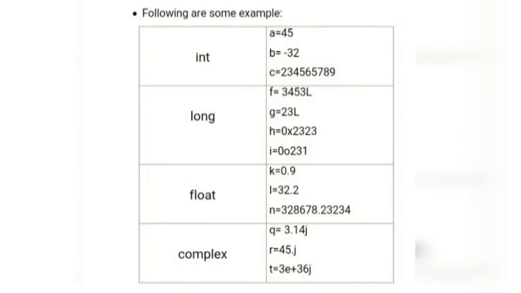For the integer, we can have a signed number also, as here b is equal to minus 32, where we don't use a floating point. In long, it is represented by L, where we can use hexadecimal or octal, where h is equal to 0x223 represents the hexadecimal, while i is equal to 0 represents the octal. Then float, we have the floating point numbers. Then the complex, where the format is given as x plus yj.